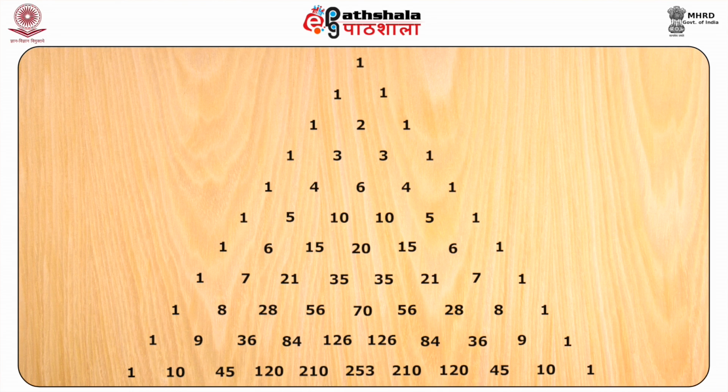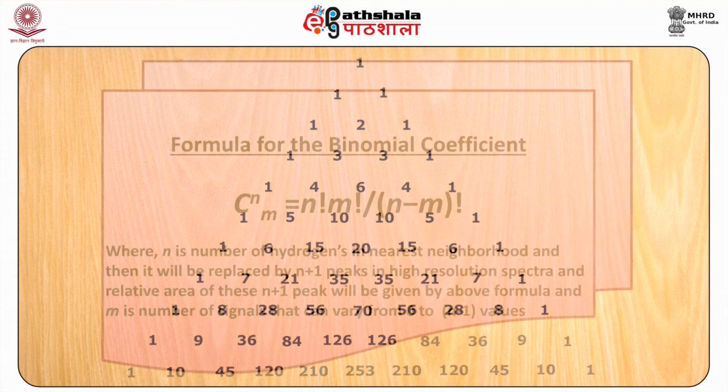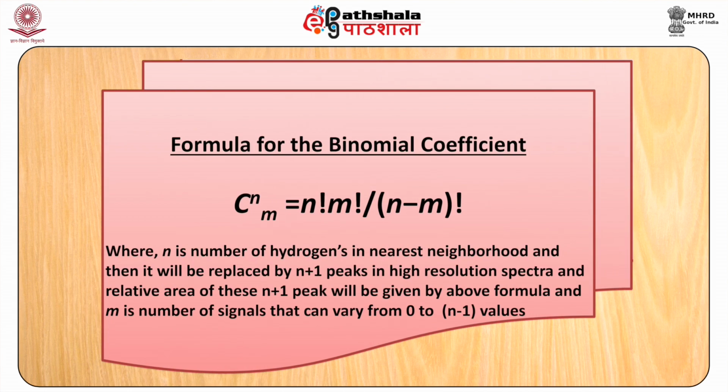Figure 5 shows that Pascal's triangle is symmetric. This shows that the formula for the binomial coefficient, as shown by equation 1, C(m,n), is given by n factorial divided by m factorial into n minus m factorial, where n is the number of hydrogens in the nearest neighborhood, and the signal will be replaced by n plus 1 peaks in high resolution spectra. The relative area of these n plus 1 peaks will be given by the above formula 1, and m is the number of signals that can vary from 0 to n minus 1 values.